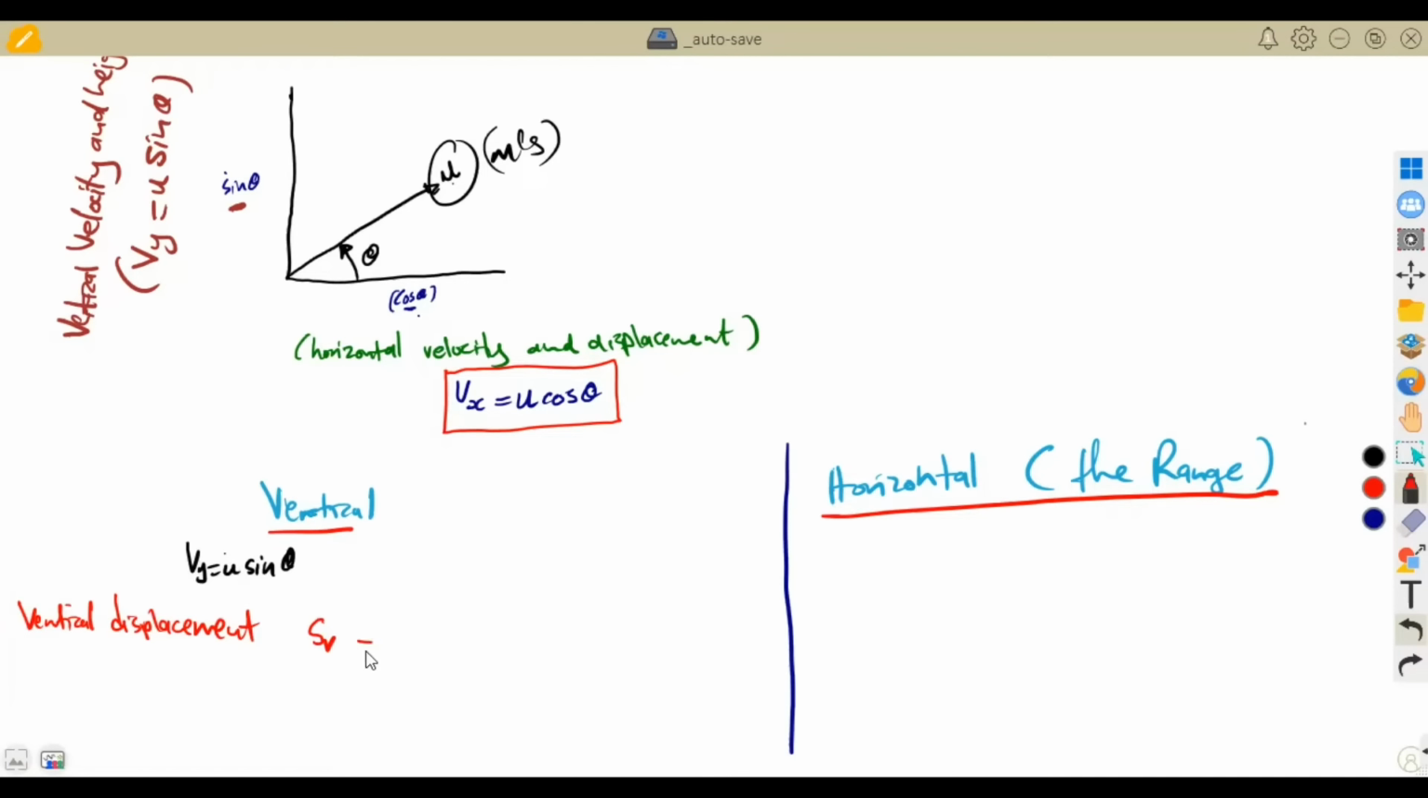Remember that S is equivalent to ut plus half gt squared. But this u that we are talking about is the one of the vertical component, the one that we said is Vy. So we are going to write our formula as Vy times t plus half of gt squared. In place of the acceleration, we use g in this case. So this is referred to as the maximum height.